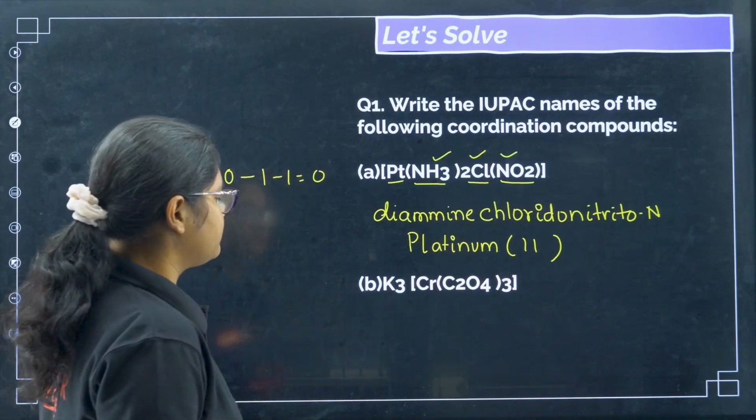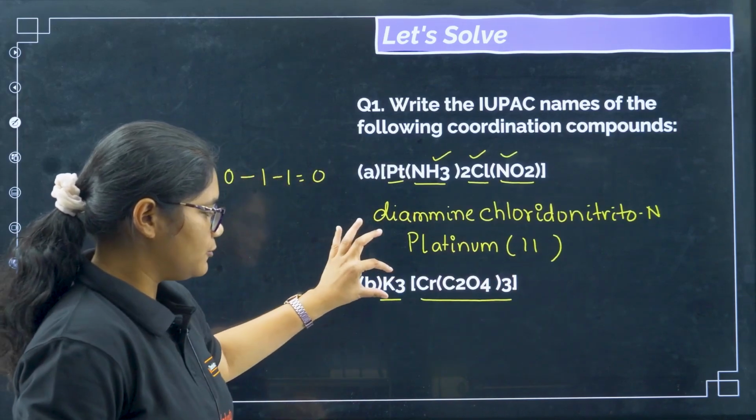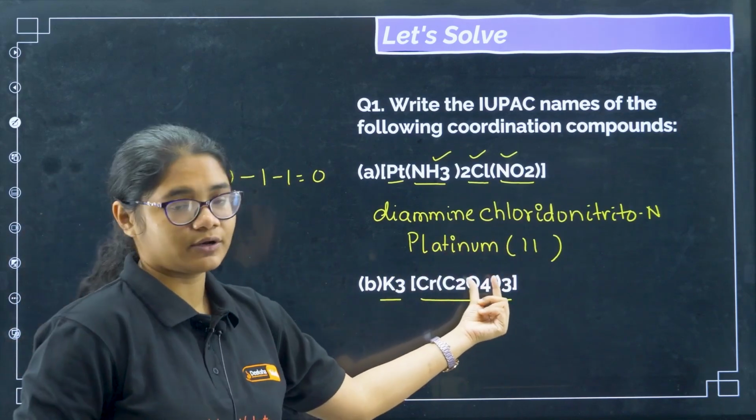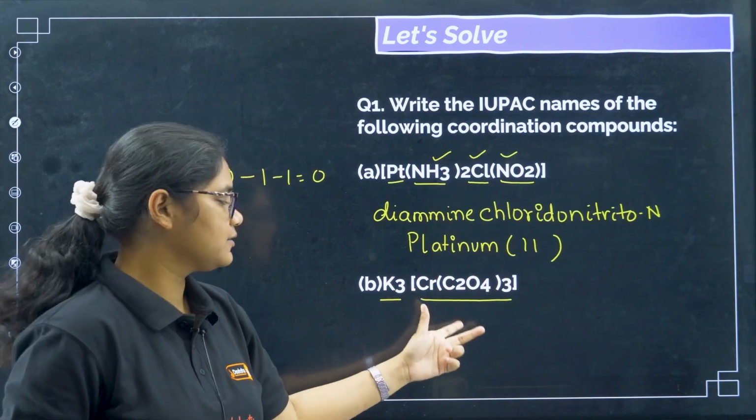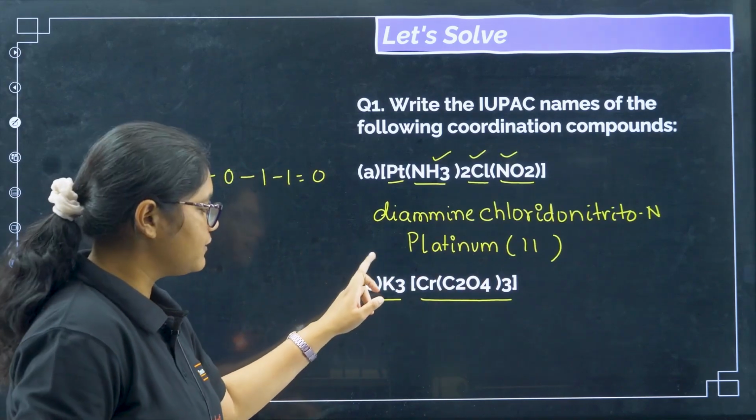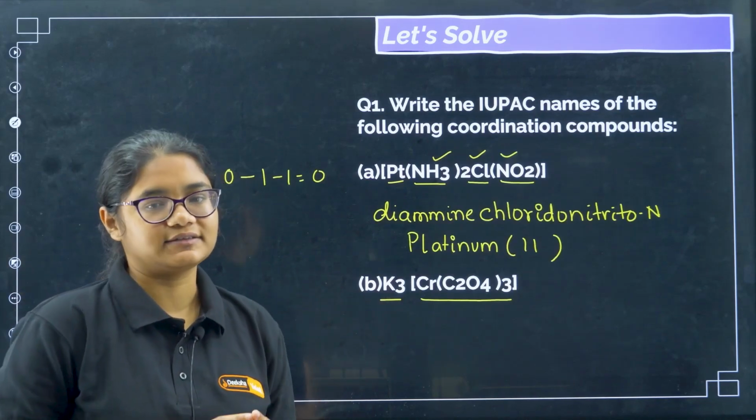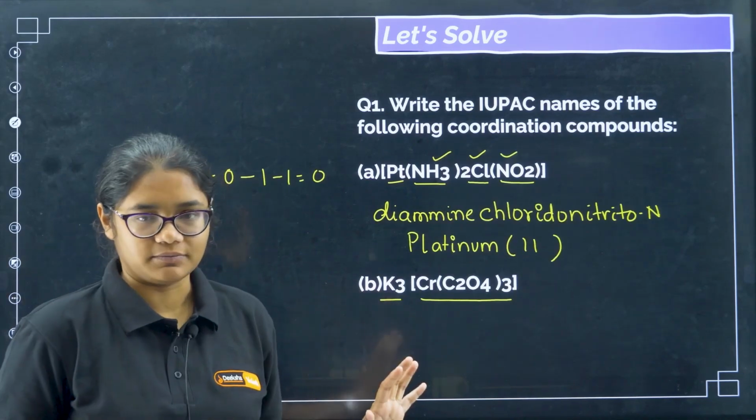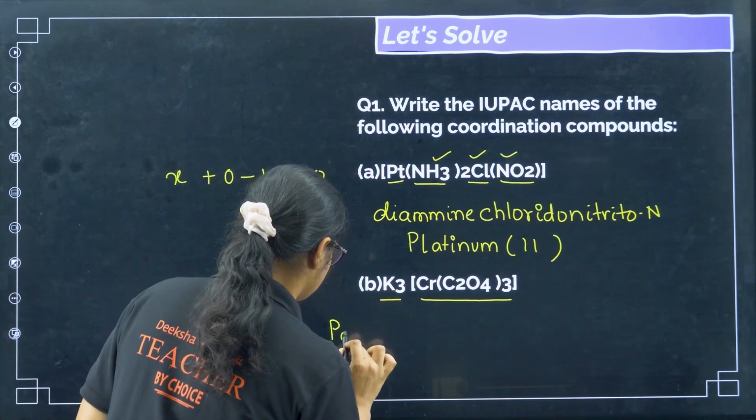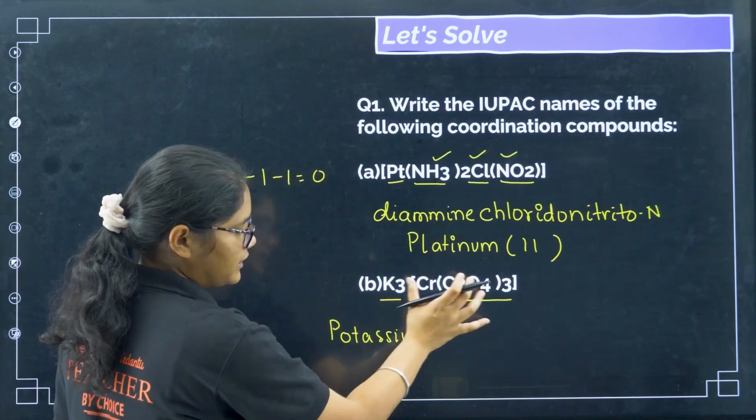Next, here I have K3 and this one, right? So potassium is one part and this is the anion, so this is your cation part, this is your anion part. In the anion part the complex is there, right? So first I will write the cation. Whenever the counter ions are there in the cation, only the name of the ion is written. You should not write tripotassium here, that is wrong, only the name of the ion. So I will write here simply potassium. Cation is over, now anion.